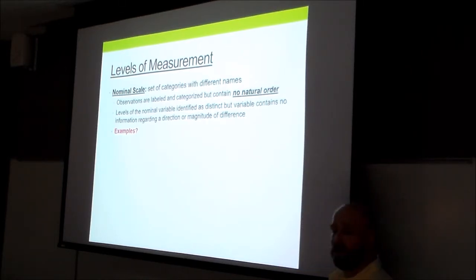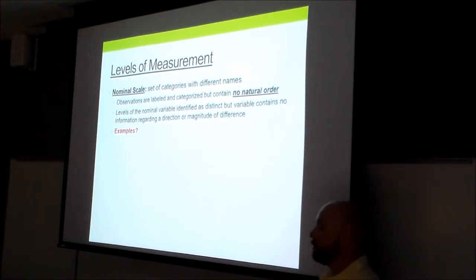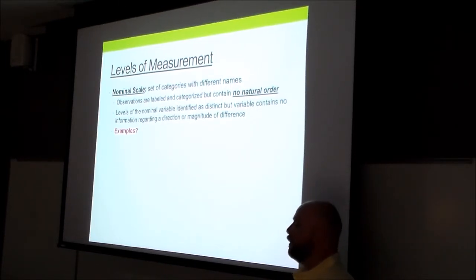Okay, the key feature of a nominal variable is we have labels for these different categories, and we can categorize them, but there's no natural order to this stuff, right? One's not necessarily in front or behind another. They are just what they are. Our nominal variables are distinct, but there's no information regarding direction or magnitude of difference. Someone give me an example of a nominal variable.